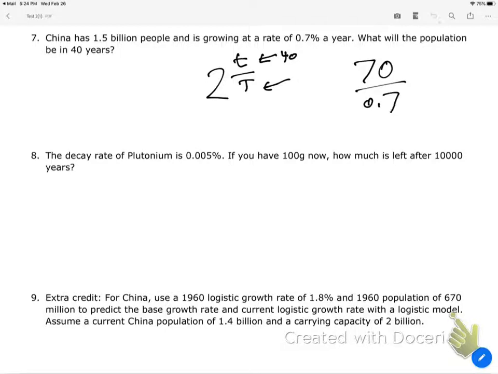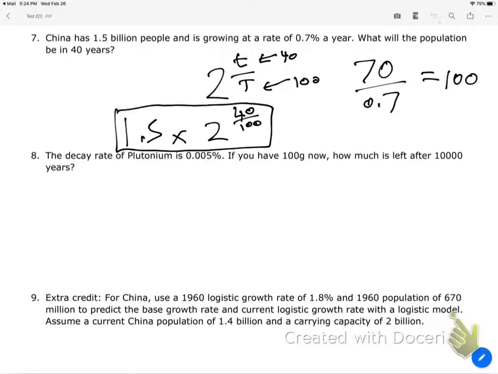Remember the approximate doubling time formula? Now that will give us 100. So I'm going to put 100 right at the denominator. So 2, 40 on top, 100 on bottom, and we start off with 1.5 billion people. That's what's going to go in my calculator. So 2 with an exponent of, what is that? Is that 0.4?